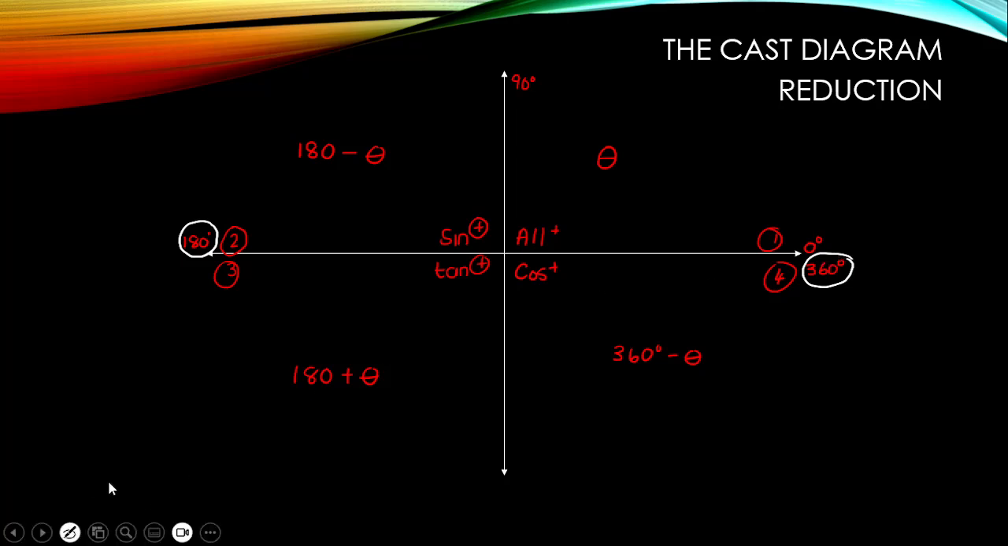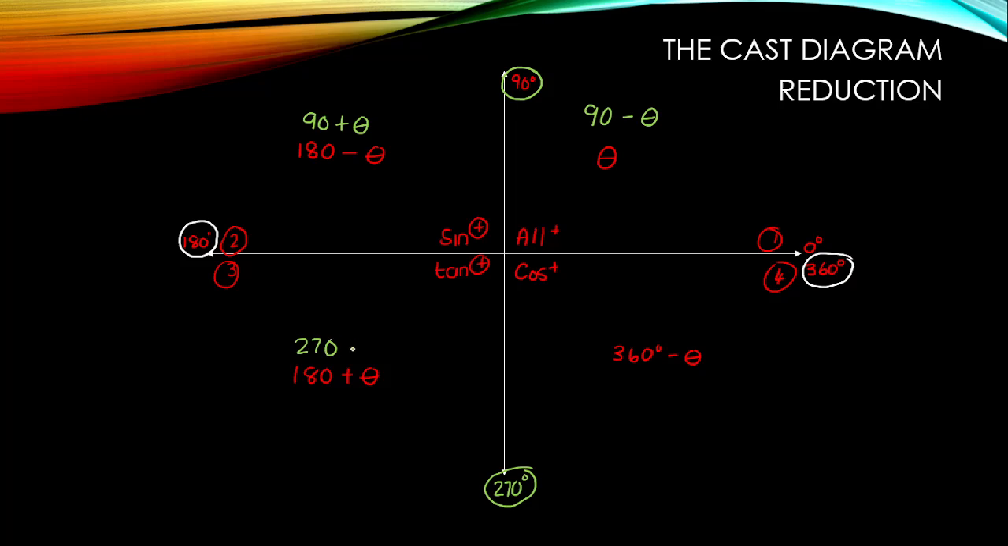If we're going to be looking at 90 and I didn't write this one here, 270. These are going to come into place when we're looking at the reduction formulas that change from sine to cos. So in this first quadrant, I'm going to write them in green. This is 90 minus theta. This is going to be 90 plus theta. 270 minus theta and 270 plus theta.